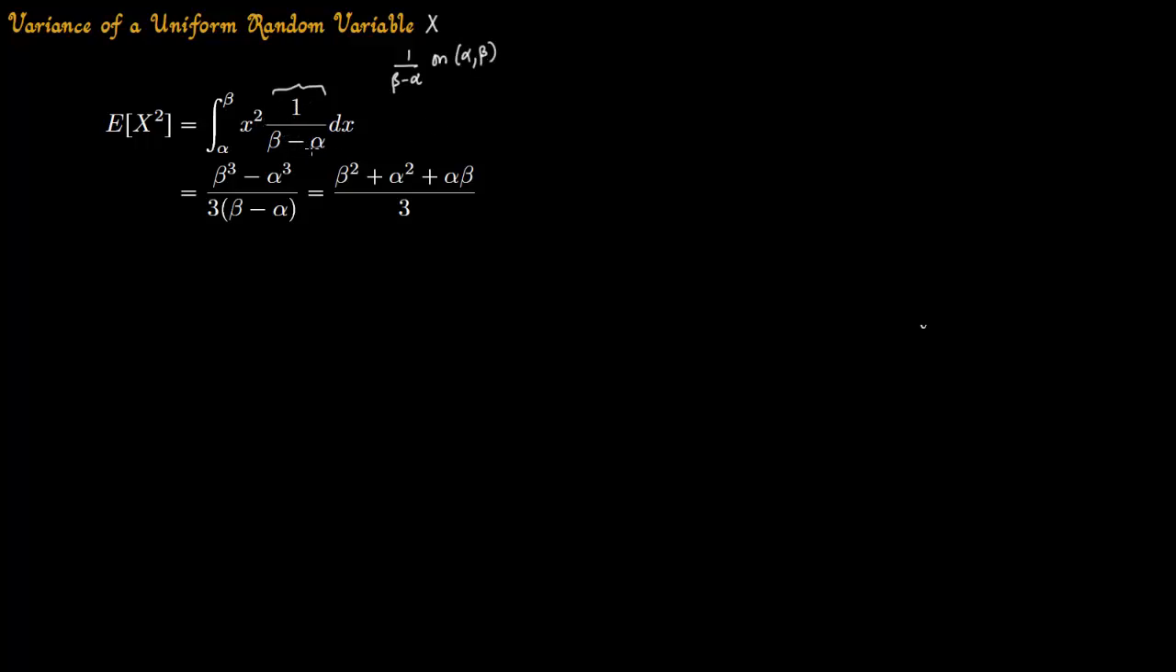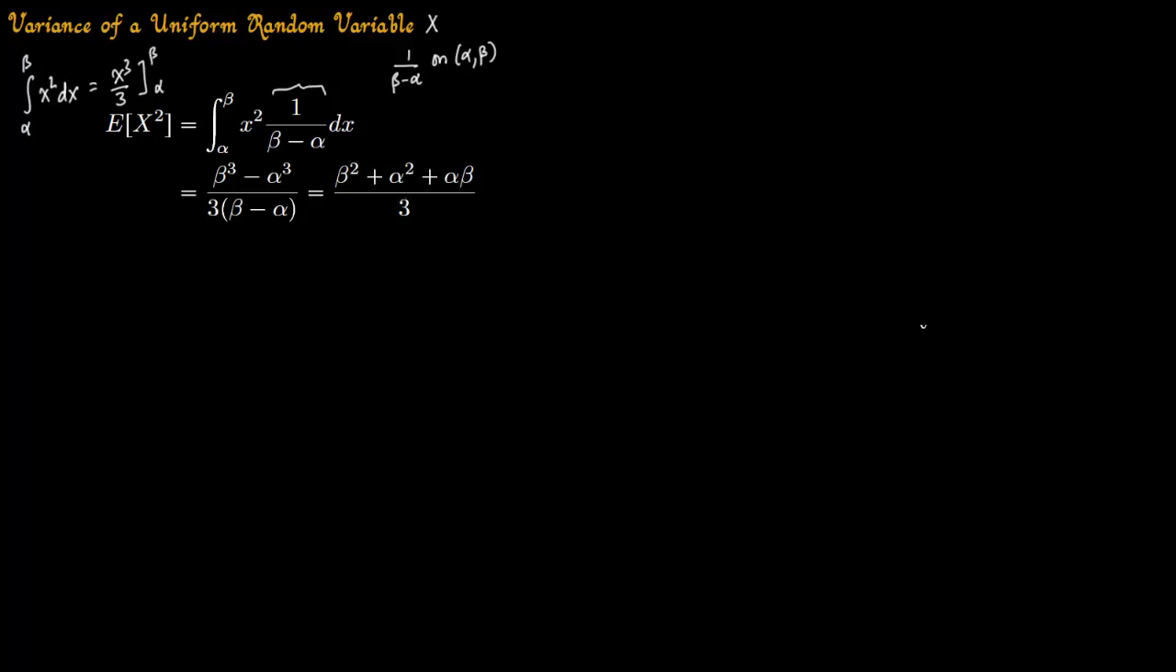So 1 over beta minus alpha is constant, so it comes out, and you know integral of alpha to beta x square dx, this is nothing but you have x cubed by 3, and then you go from alpha to beta. So you plug this in, you do the cancellations, you get beta square plus alpha beta divided by 3.